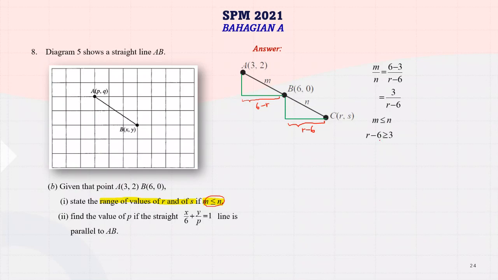So we get, and then we simplify, it becomes R is greater than 9. This is the ratio, range of values. So the range of values of R is greater than 9. Might be 9, 10, something.